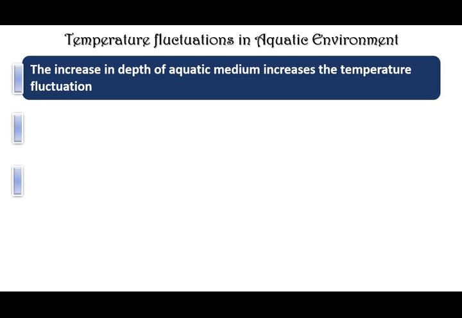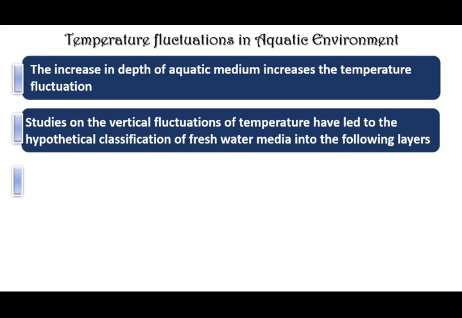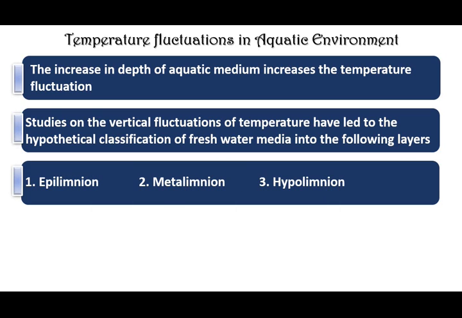In deep water bodies, water heating or cooling is restricted to the surface layer, but deeper layers may also get heated or cooled as a result of vertical circulation, wherein surface water is brought to the deeper regions and vice versa. Studies about the vertical fluctuation of temperature have led to the hypothetical classification of freshwater media into the following layers: the epilimnion, the metalimnion, and the hypolimnion.